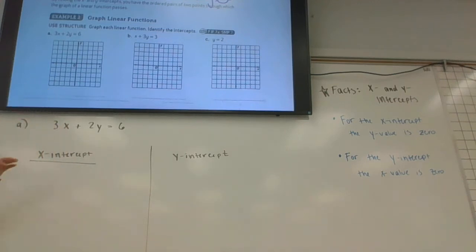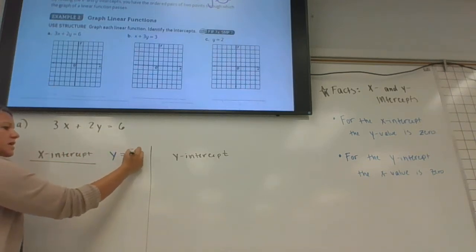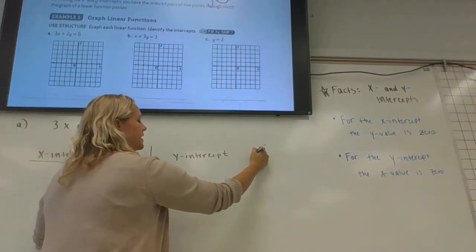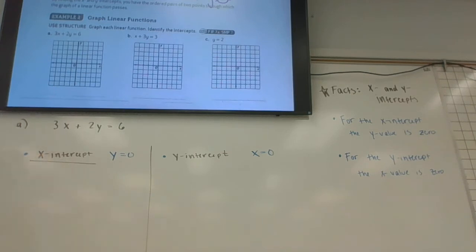So we'll use this fact. It says find the intercepts in graph. Identify the intercepts. So we're going to know that the x-intercept means y equals 0, and the y-intercept means x equals 0. This is how I set up your problem every time. If a problem mentions intercepts, think about zeros.